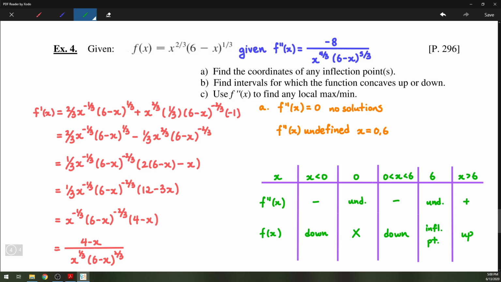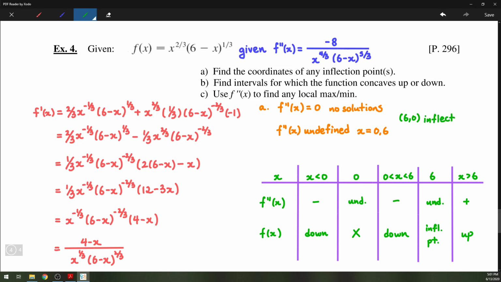Alright, so if we were to substitute in 6 into the original function, we have 6 minus 6 is 0, and then 6 to the 2/3 power is a number. So overall, we have 0 as a result. And that is to say that we have an inflection point at (6, 0).